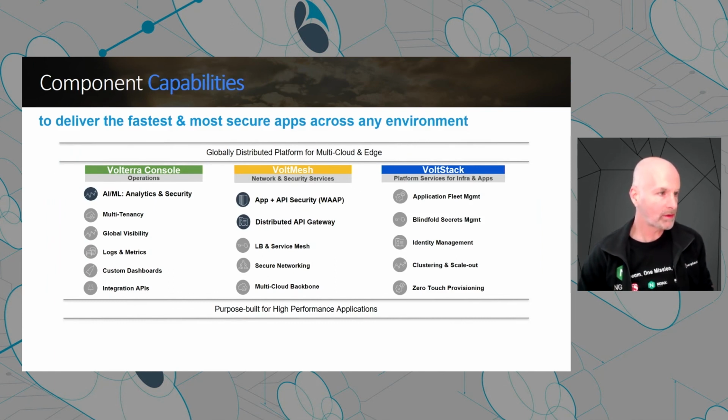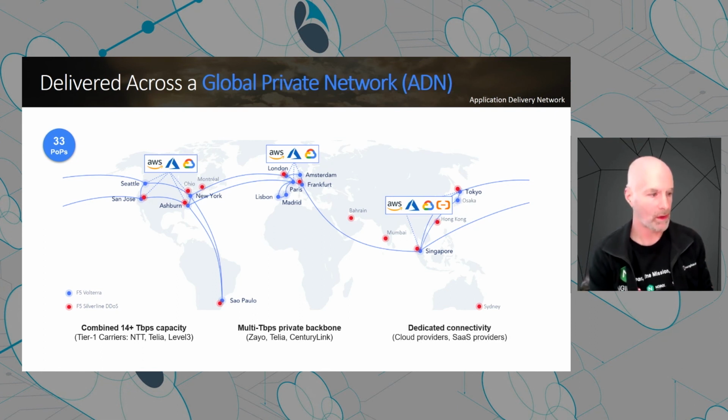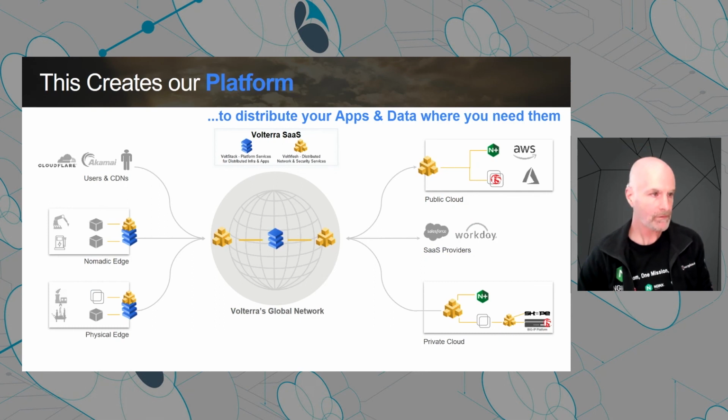Now, the component capabilities, I'm going to go into in a little bit more detail. I think it makes more sense to give you some diagrams, and we'll talk through them. So first, this is the combined Volterra and Silverline network, which I said is kind of ongoing work. At the moment, we have 33 POPs, over 14 terabits of capacity. And this is the network that is going to allow us to create our platform.